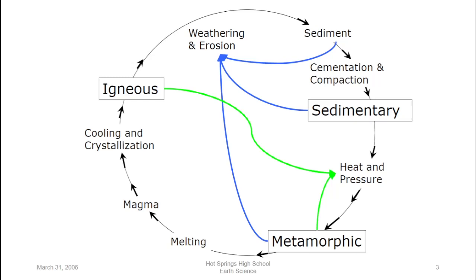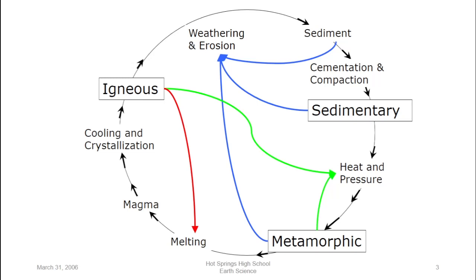Once an igneous rock cools and crystallizes, it can absolutely be melted down again. It happens all the time, especially around active volcanoes, where you have igneous rocks that get exposed to high amounts of heat again, and they begin to melt.